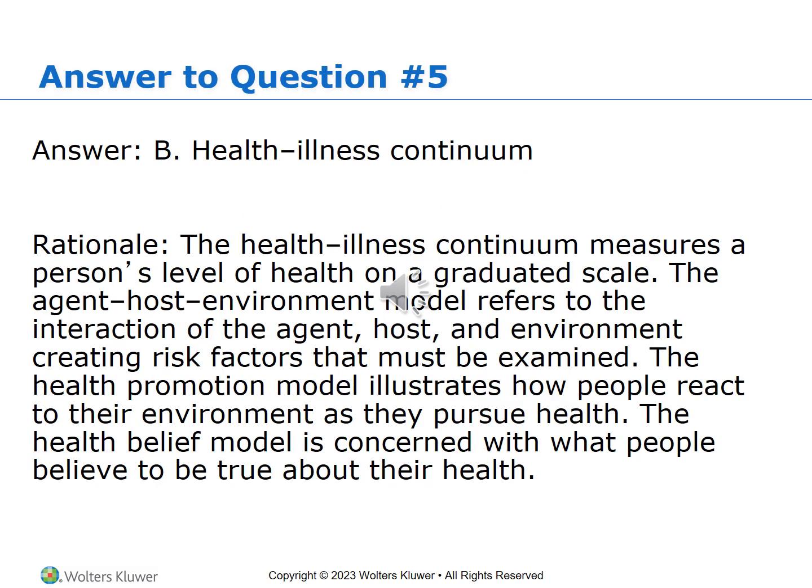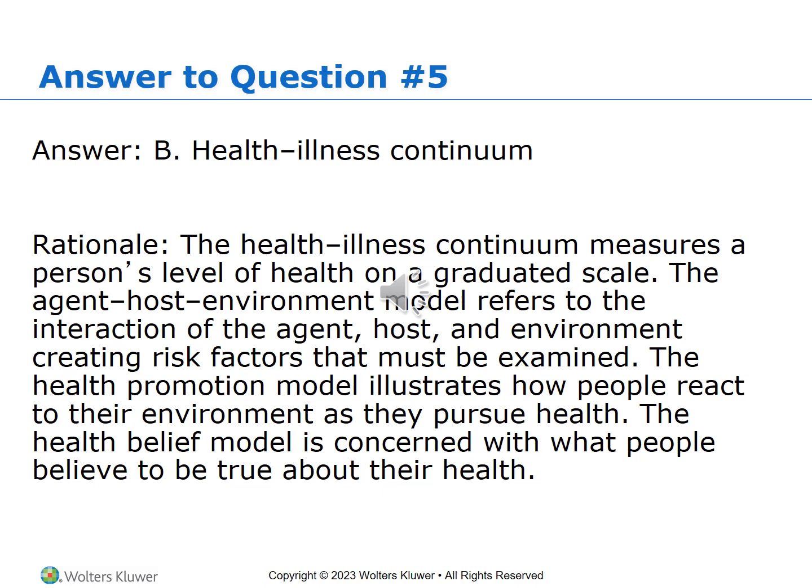And the answer is B, health illness continuum. If you recall, I talked about the picture on the bottom of the page. It had the arrow that went from illness to health, away from the healthy body. And then on the other side, it had the good health and then high level wellness on the other side of the body. So the health illness continuum measures a person's level of health on a graduated scale.